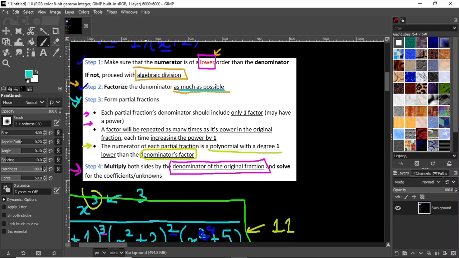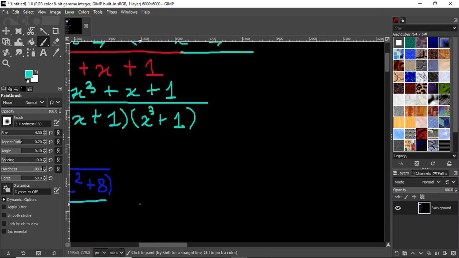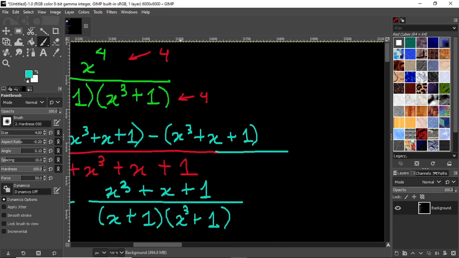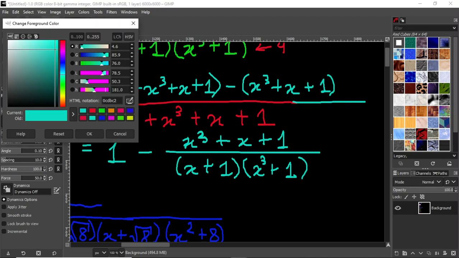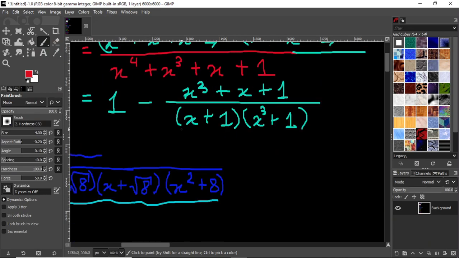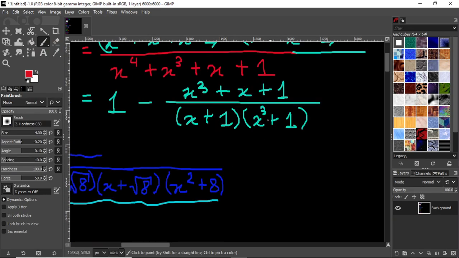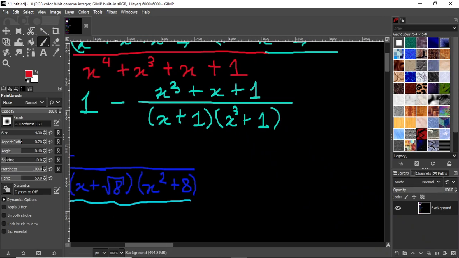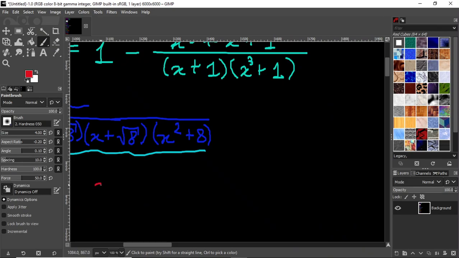Next, factorize the denominator as much as possible. Now if you're not careful with this, it might appear that the denominator is factored as much as possible, but actually it's not. If you have studied this in school, you might remember that x cubed plus some constant or minus some constant can actually always be factored. We have x cubed plus a cubed.